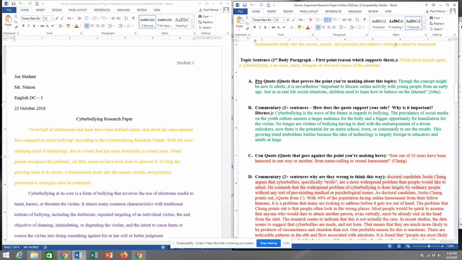So then I found an article, and I found a quote from that article, and I put it here. And then I explained that quote and put that here.